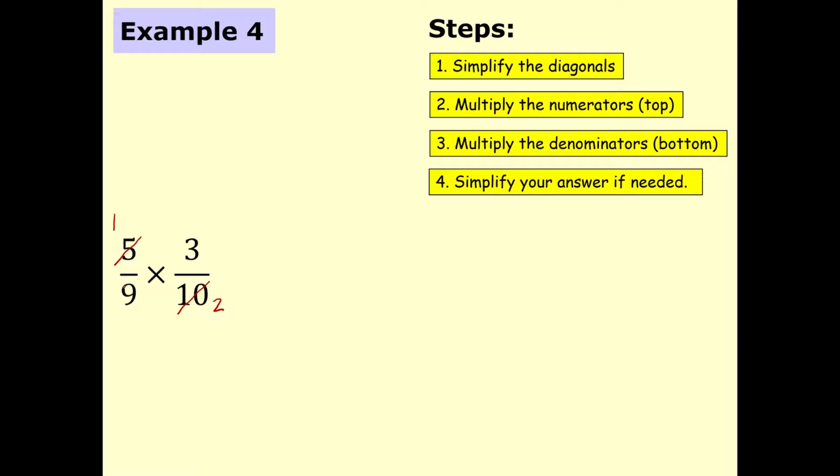Let's check our second diagonal. Well, we can actually simplify these as well by dividing them both by 3. So 9 divided by 3 is 3. 3 divided by 3 is just 1. So on to the second step, multiplying our numerators together. We've actually changed both of these numerators to be 1. So we can do 1 times 1 is 1, then 3 times 2 is 6. And that's your final answer there.